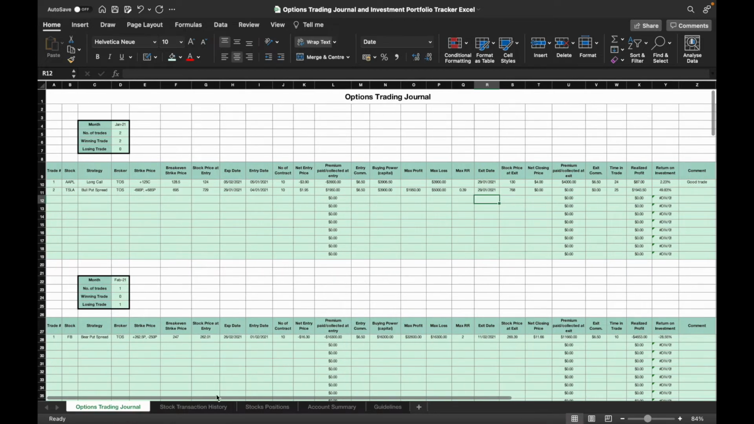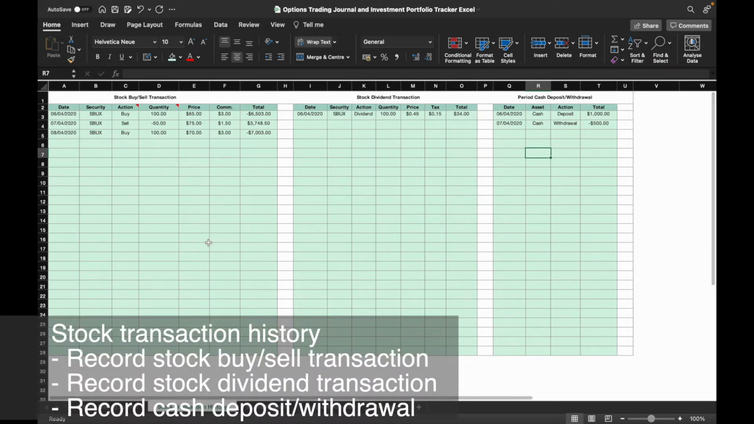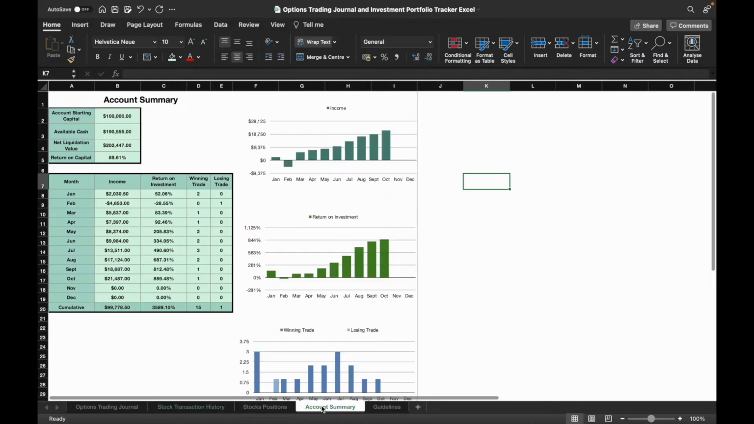The second part is the stock transaction history. Here's the place where you record your buy or sell stock transactions, your stock dividend transactions, and your cash deposit or withdrawal transactions. And the third part is the account summary.